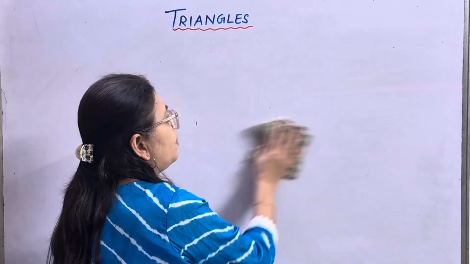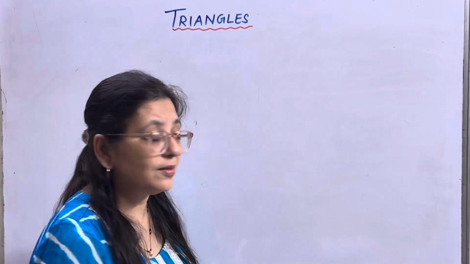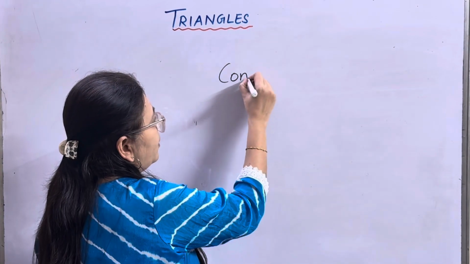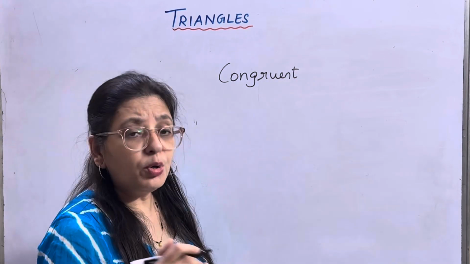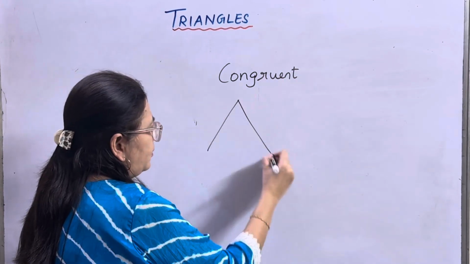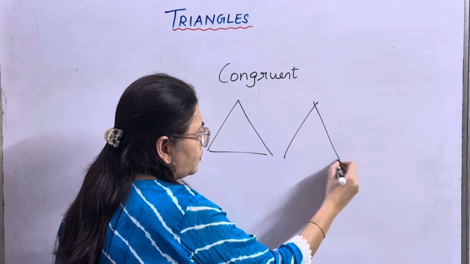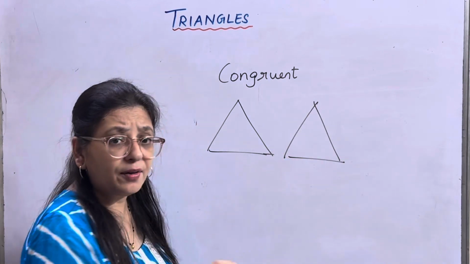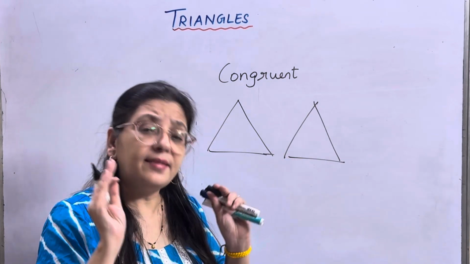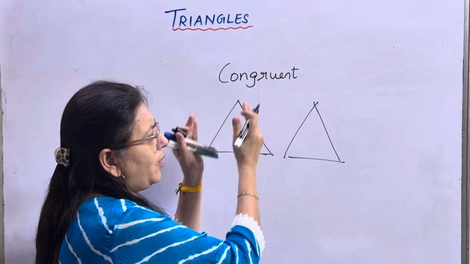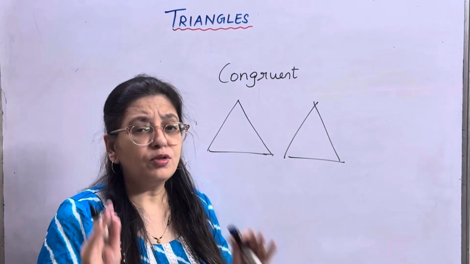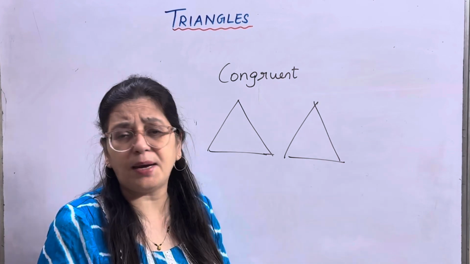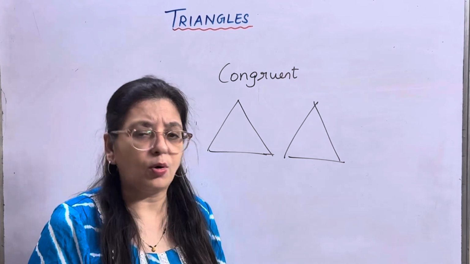Now we come to the major thing which you are going to learn this year, that is congruence. What do you mean by congruent? Congruent means if I take two triangles, they will have the same shape, same size. So if I place one triangle over the other, it would be a Xerox copy. So same size, same shape, those are called congruent figures.